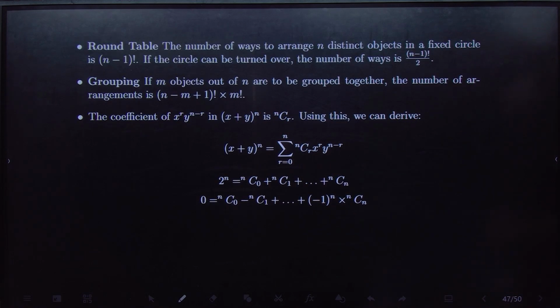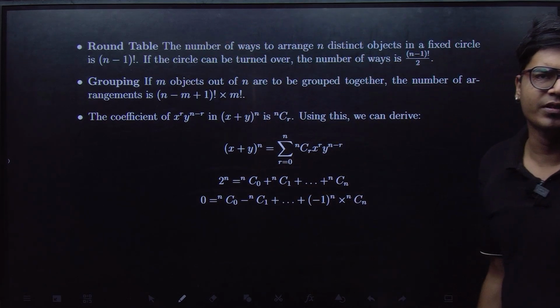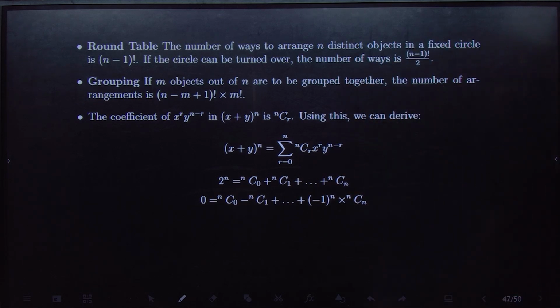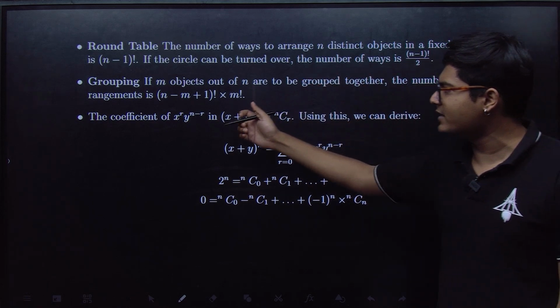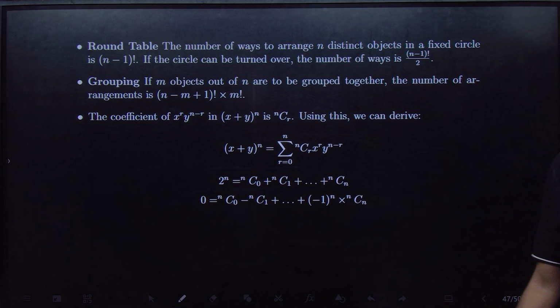Now, the number of ways of arranging n different objects around a circular table is always (n-1)!. If the circle can be turned over, that is, if you can flip over the circle, then there will be half of it, so it becomes (n-1)!/2. Grouping: if m objects out of n objects are to be grouped together, then the number of arrangements is (n-m+1)! times m!.